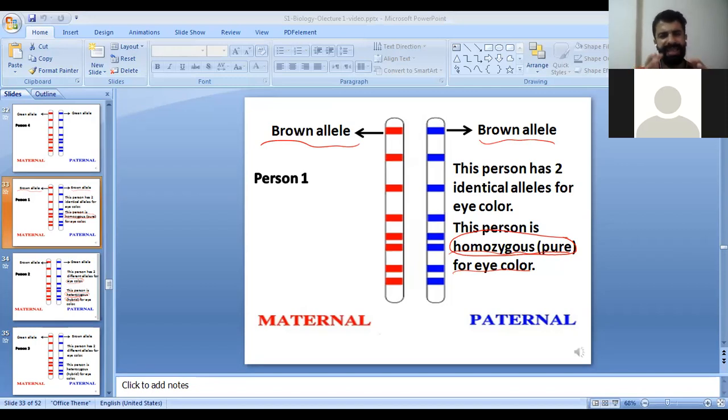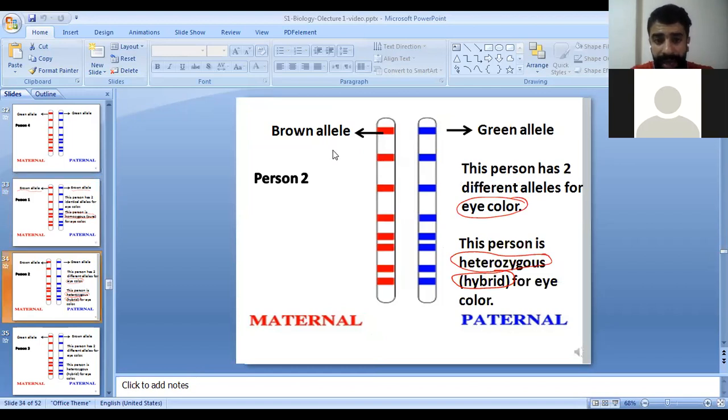Homozygous is similar to homogeneous and heterogeneous in chemistry. Homozygous, or pure, means that it has similar alleles. Maternal and paternal are similar, so they are said to be homozygous or pure. While the second person has a brown allele from the maternal origin, from the mother, and a green allele from the father. So they are said to be heterozygous, or another word is hybrid.